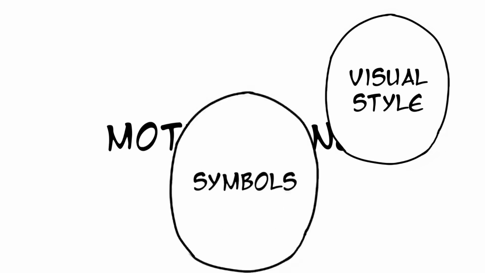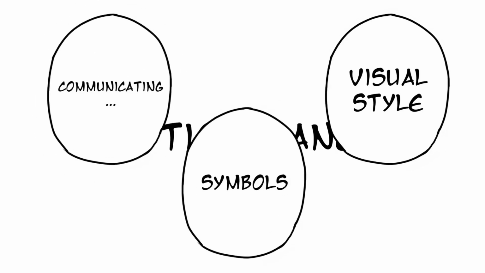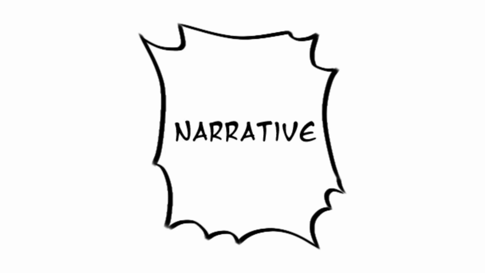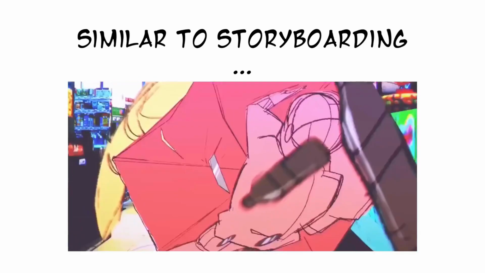Motion manga happens to follow the same characteristics as this definition. It is a visual style that uses symbols for the purpose of communicating. In this case, motion manga is a way of communicating a narrative. It provides an alternative way to experience a story, not quite animation, but rather a stepping stone into it.